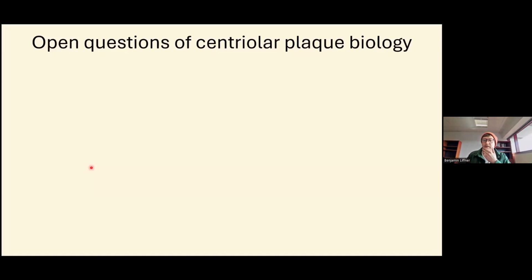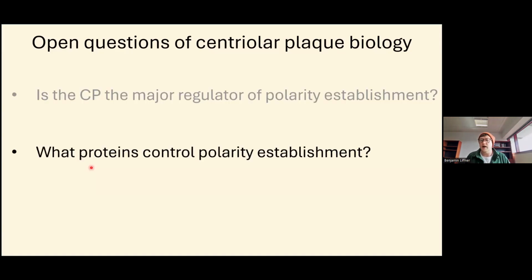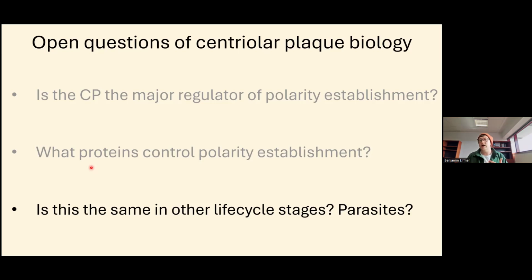Reflecting on that, we had a few simple questions that have driven my science over the last couple of years. Firstly, is the centriolar plaque the major regulator of polarity establishment in blood stage parasites? With new functional data, I think the answer to that now is a fairly convincing yes. Importantly, what proteins control that initial establishment of polarity to make it all possible? And finally, what got me onto the track of what I'm going to talk about today is: is it the same in the other stages of the life cycle, in the other parts of zoite formation, or even broader, is it the same kind of concept at play in other parasites?